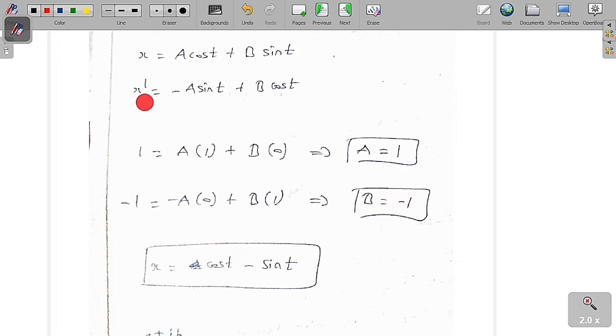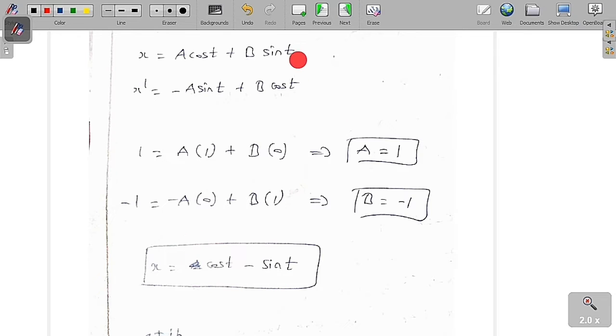So you have to replace here x dash is equal to minus 1 and t is equal to 0. So minus 1 is equal to minus a into sin 0, which is 0, and cos 0 is equal to 1, so b into 1. If you solve this one, b is equal to minus 1 and a is equal to 1. So you know a, you know b. Just substitute in the general format, we are going to get x is equal to cos t minus sin t.